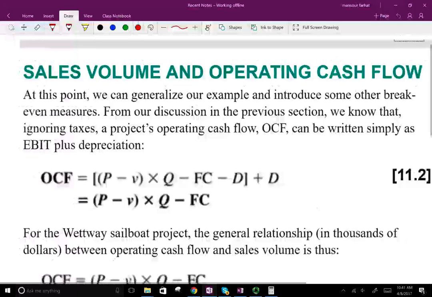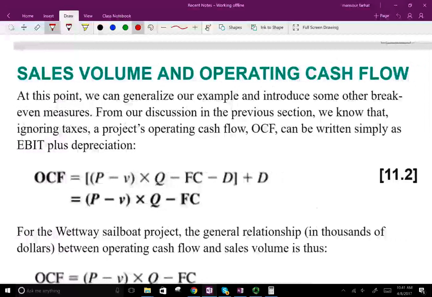From our discussion in the previous section, we know that ignoring taxes, a project's operating cash flow, OCF, can be written simply as EBIT plus depreciation. So let's take a look at this formula again. Operating cash flow equals the selling price minus the variable cost, which is the contribution margin, CM, times the quantity, minus the fixed cost, minus depreciation, plus depreciation.